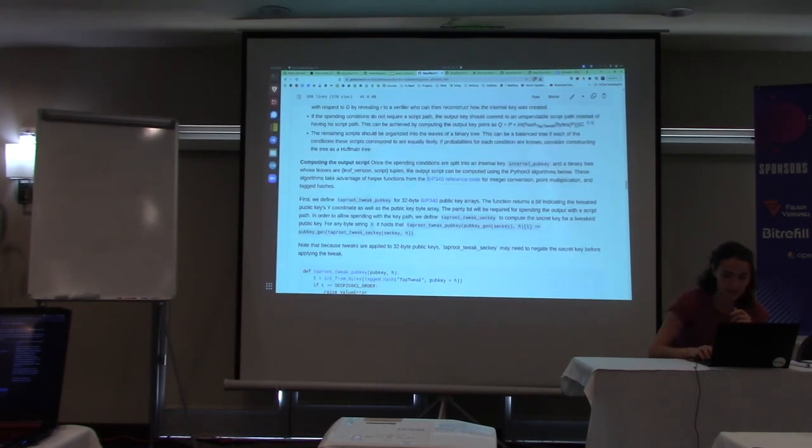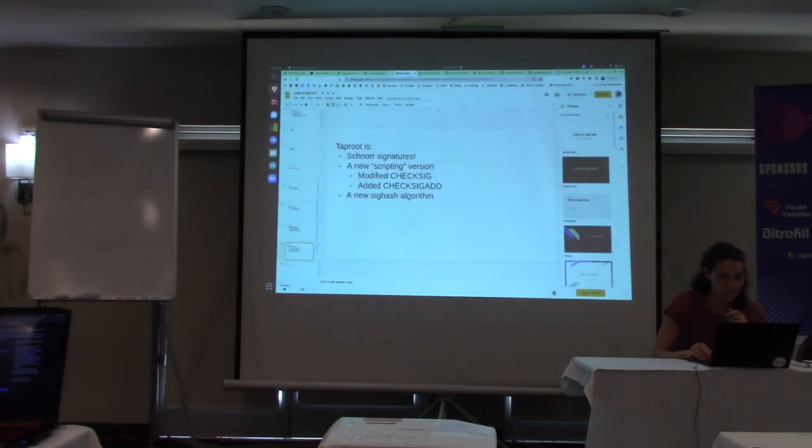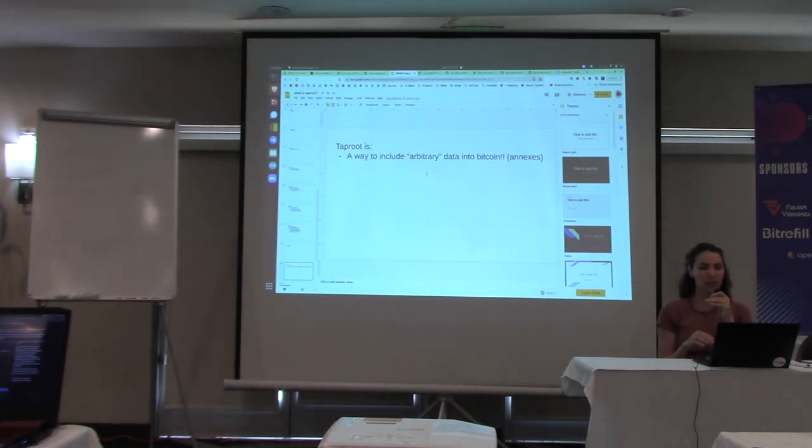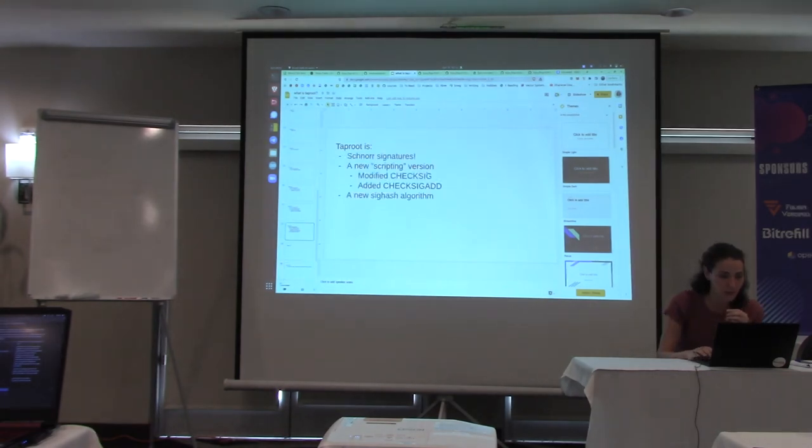What else? Let's go back to this. Okay. So there's all this new signature stuff, a new Zcash algorithm, this options change. What else is Taproot? Taproot is also a way to include arbitrary data in Bitcoin via annexes, which we're not going to have time to get into, but this is a fun, interesting thing. If you want to learn more about annexes, they are in BIP 341, I think. I can go look at that.